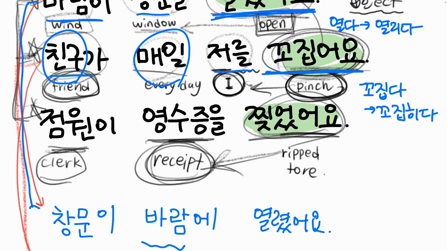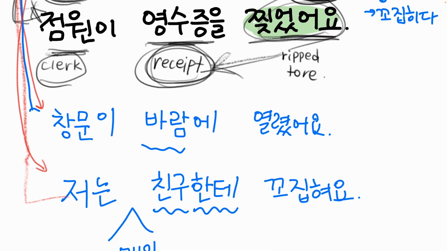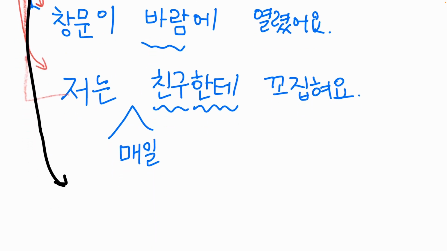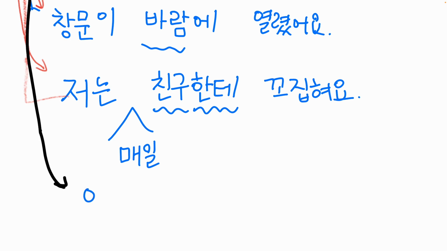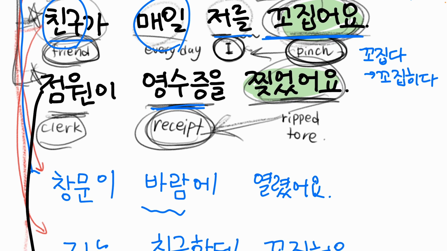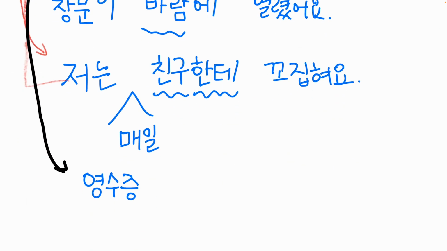And the last one, 점원이 영수증을 찢었어요. And here 영수증 would be the subject because it's the receiver of the action this time. So you mark it with the subject marker. And then 점원 is the actor, so you can mark it with a person marker, 한테, that means by or from.